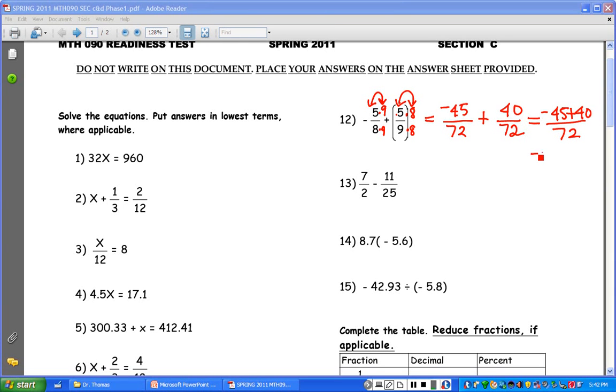Now notice we have different signs. So notice this is negative and this is a positive 40 here. So you must subtract and take the sign of the higher number. So we subtract these two numbers and we will get 5, right? But 45 is higher than 40. The absolute value of these two numbers, which one is higher? So 45 is negative, so the answer is negative 5 over 72.